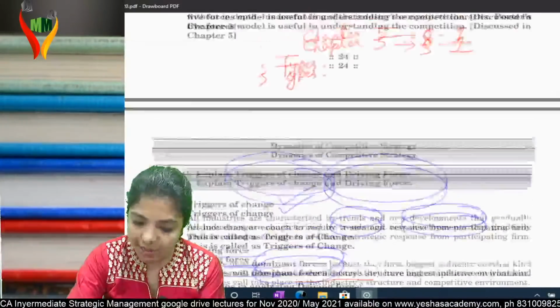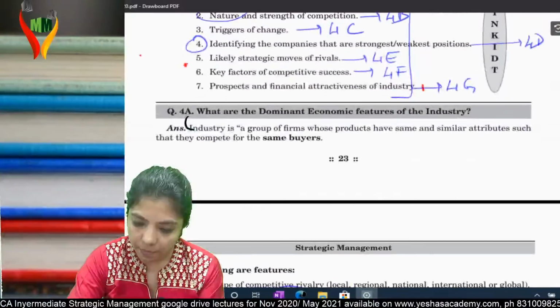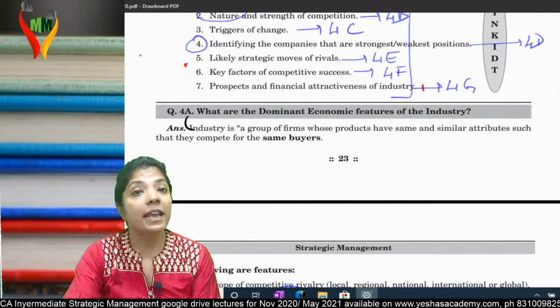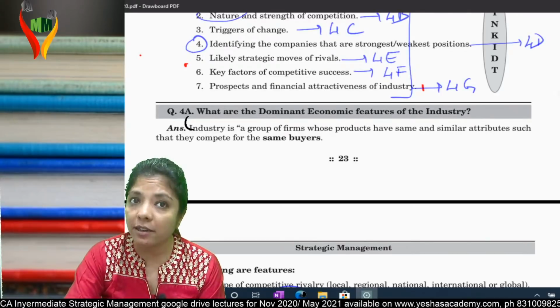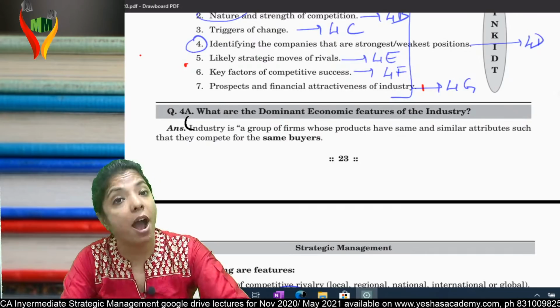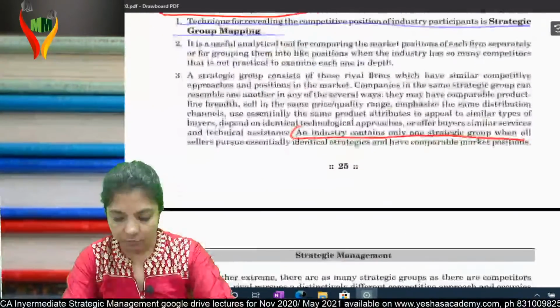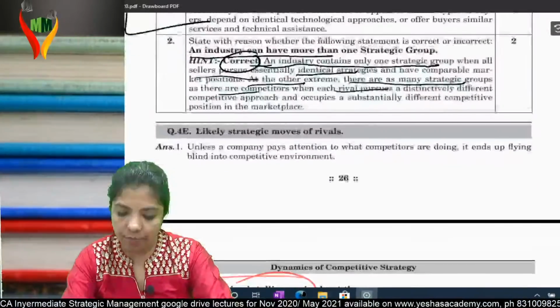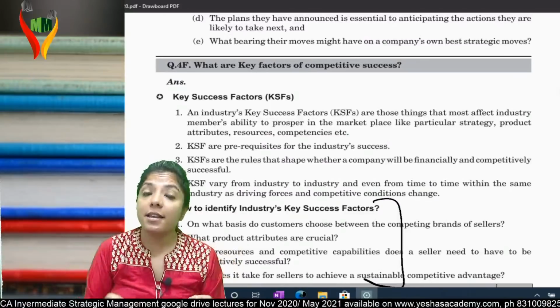Come to the next issue. Sixth issue: key factors of competitive success. Come to question number 4F and mark 4F important. What is 4F? Key success factors.